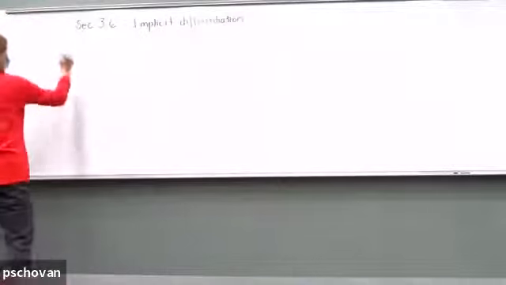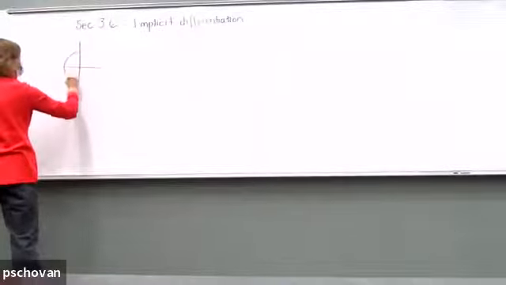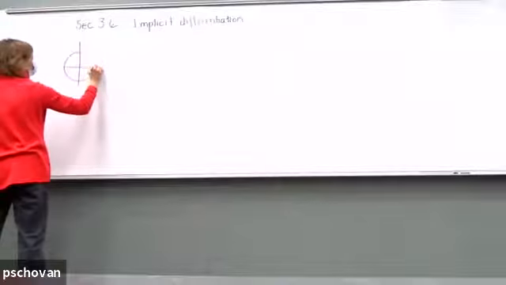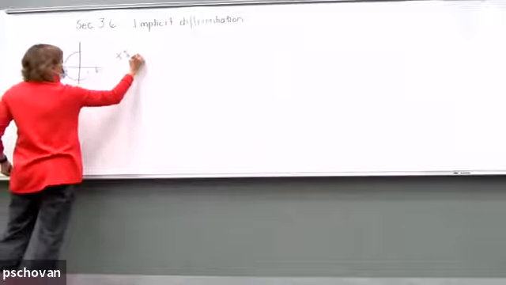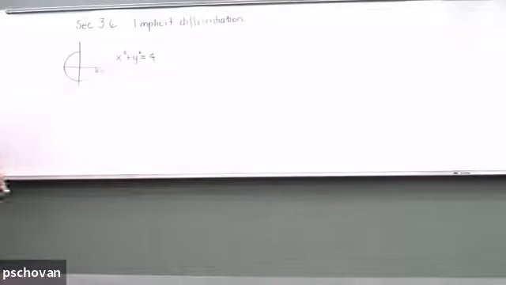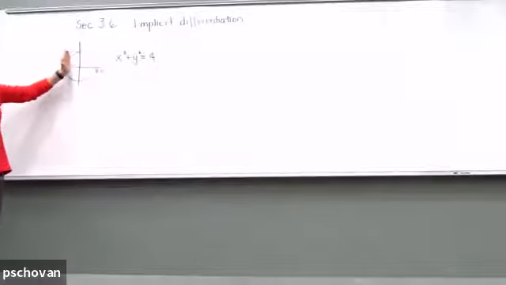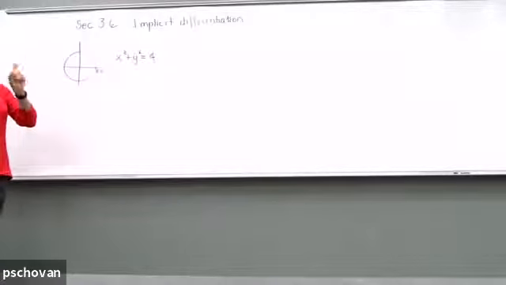Does anybody know the equation for the circle centered at the origin, say of radius 2? x squared plus y squared is equal to 4. There you go. That's a circle centered at the origin of radius equal to 2. But that's not a function. Remember, a function had to have the property that each x has only one y. So it's an equation as opposed to a function.